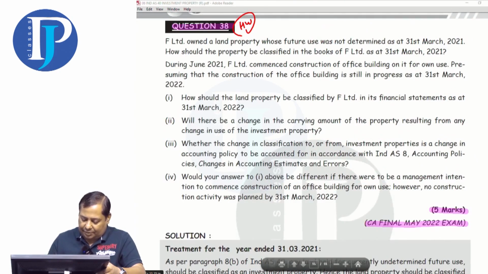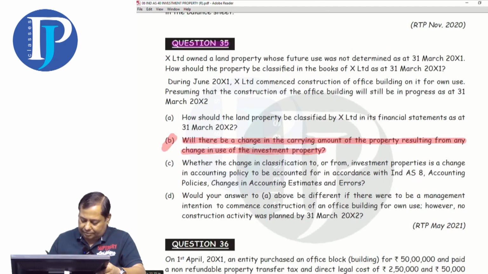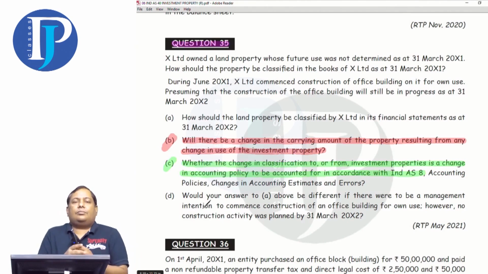After this, in the next part, what does it say? Whether the change in classification to or from investment property is a change in the accounting policy to be accounted for under Ind AS 8? No. If you change the use of any property, initially I believed I can earn rent from property, but later I built an office on it. So this is not a change in policy. This is change in the use.